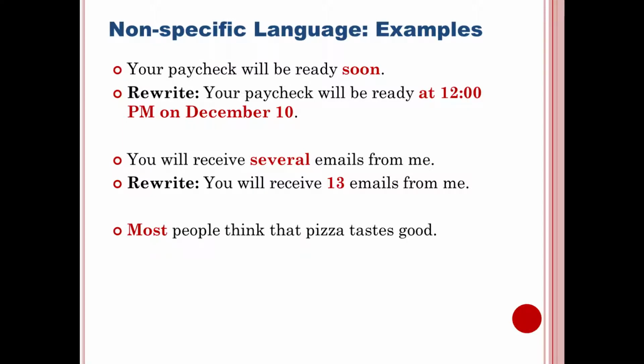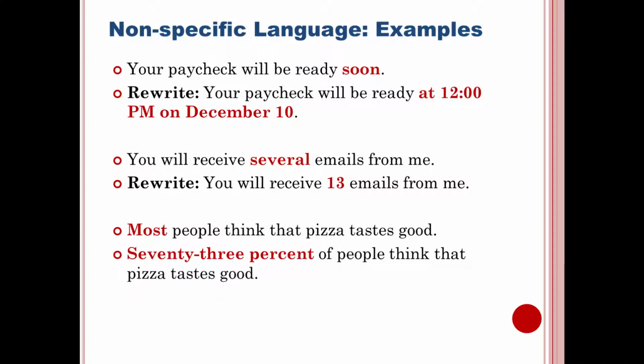Another example, most people think that pizza tastes good. Now, although we might all be able to argue that most people think this, we can't prove it unless we have some sort of research. And unless you are a pizza expert who has gone out and done all of the surveys and you can cite your own research on this, then you cannot claim that most people think anything. You have to give a specific number. So if you can't say 73% of people think that pizza tastes good, that's not a sentence you can claim. You must be specific and you must be accurate.